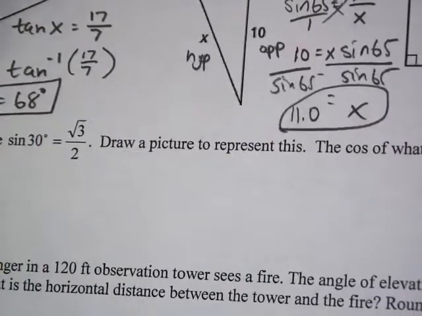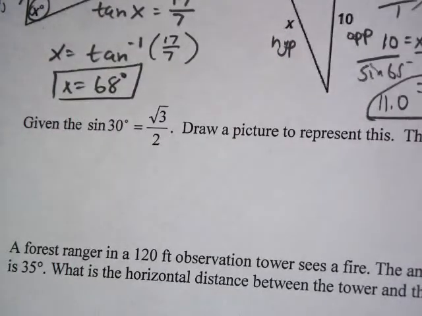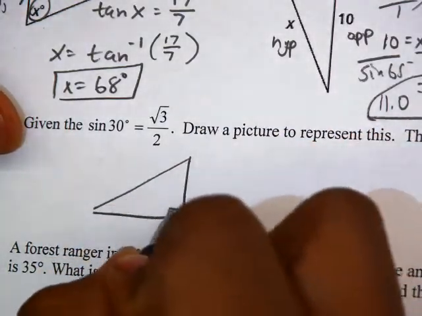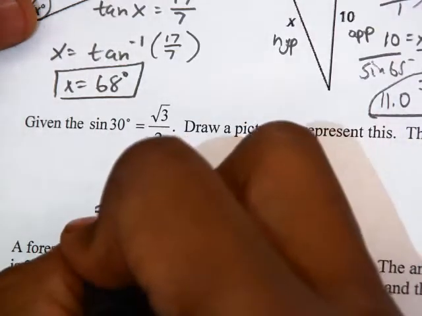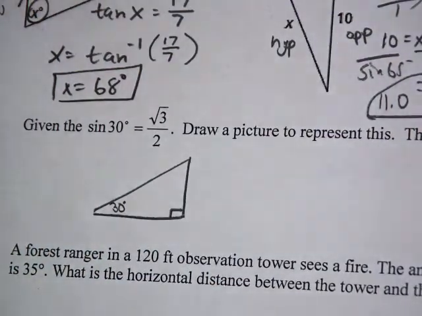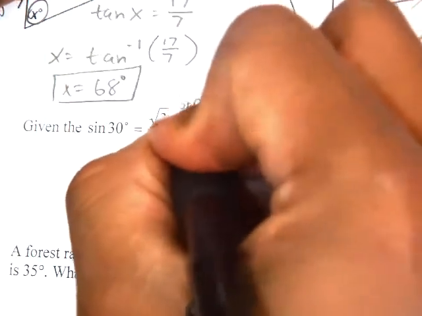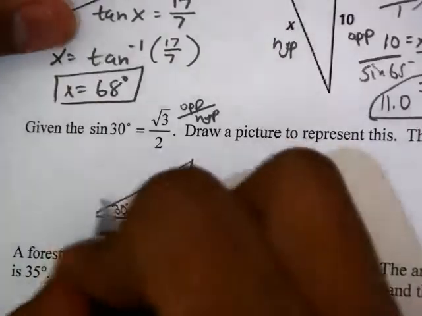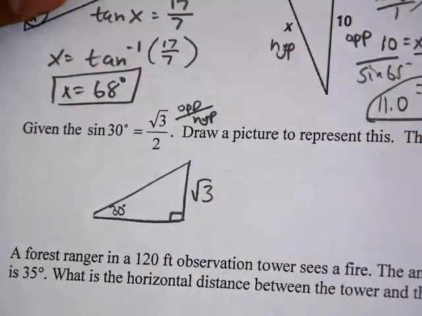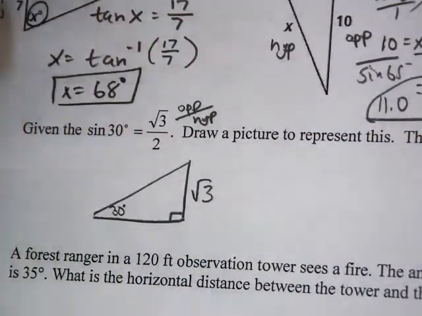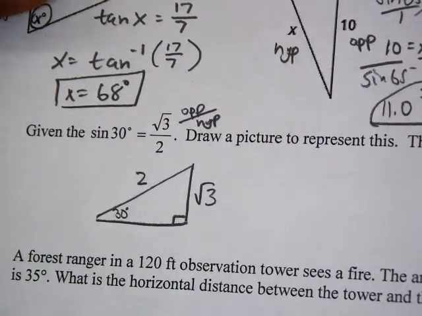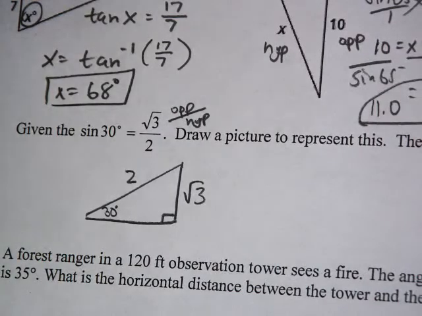In number 3, I'm given that the sine of 30 degrees is the square root of 3 over 2. Alright, so let's do this. Here's 30 degrees. The sine, the opposite over the hypotenuse of the triangle, is square root of 3 over 2. So the opposite side should be the square root of 3, and the hypotenuse is 2. So clearly this triangle is not drawn to scale. The cosine of what angle is also the square root of 3 over 2?